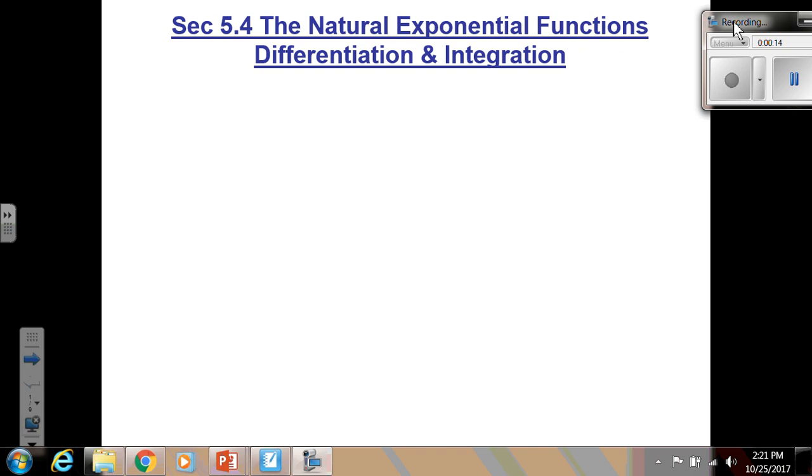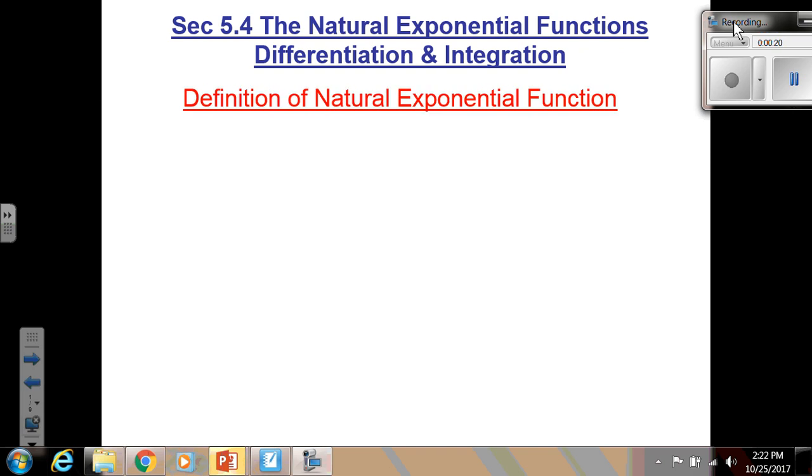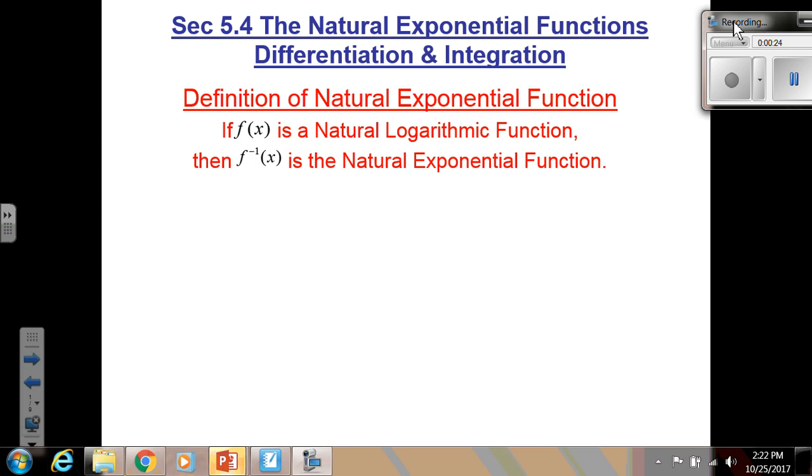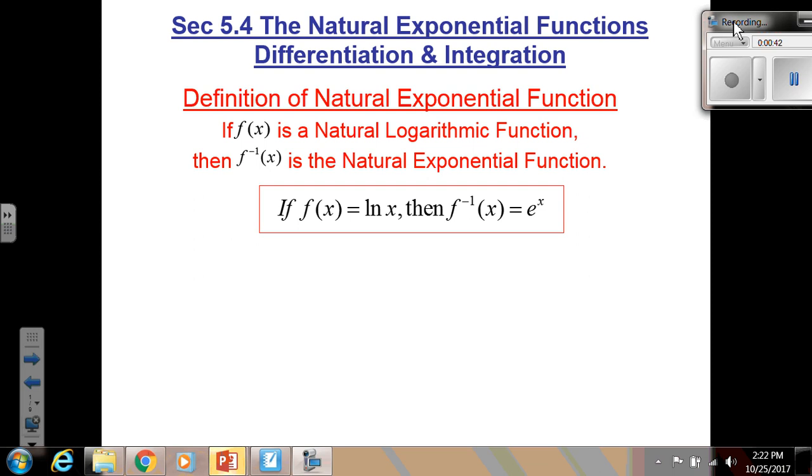All right, so we're going to talk about exponential functions, and we'll do differentiation and integration. But I want to remind you about some things about exponential functions. Remember that logarithmic functions and exponential functions are inverses of one another. So if I have f of x is a logarithmic function, then f inverse, remember that's f with a little -1 on it, is the natural exponential function. Okay, and there's our notation to show that.